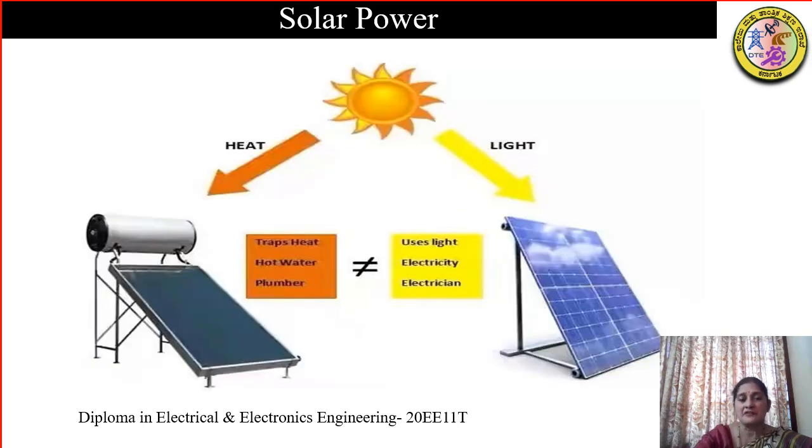The energy that we receive from the sun, which we call solar power, is made up of two components, that is light and heat. Because of light, we are able to see objects.